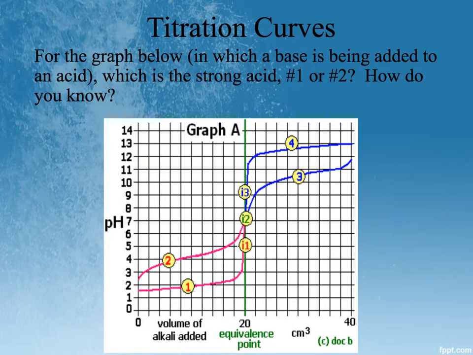For the graph below, you have to figure out in which a base is being added to an acid, which is the stronger acid, number 1 or number 2. So how would you know? For example, if you titrate ammonia solution with hydrochloric acid, you would get ammonium chloride formed. The ammonium ion is slightly acidic, and so pure ammonium chloride has a slightly acidic pH.